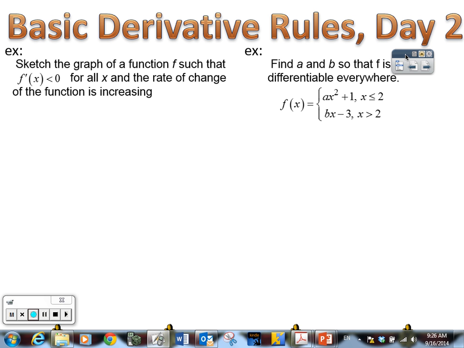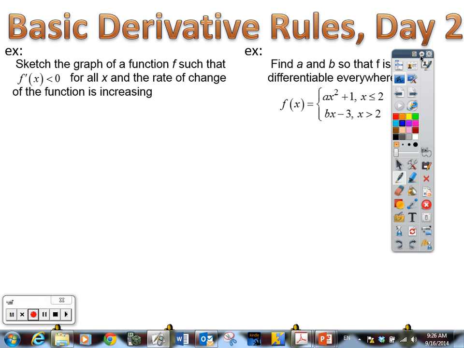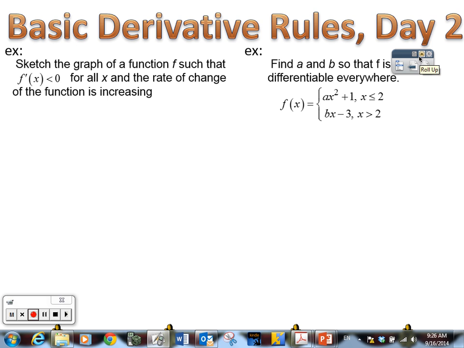So first, let's look at the concept of a sketch. They want us to sketch the graph of a function f such that the first derivative is less than 0 for all x. Okay, that's the first criteria. So we have the first derivative is less than 0, so it's negative. First derivative is negative for all x. And the rate of change of the function is increasing. Okay, so let's think about what that would mean.